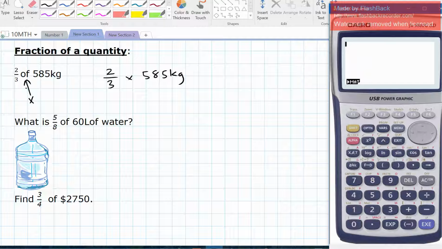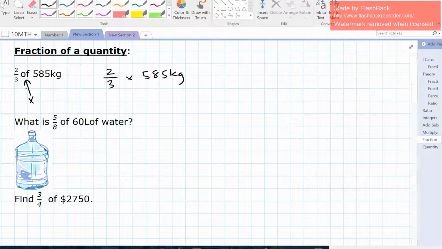So on our calculator, we can enter 2/3 as a fraction. So 2, ABC button, 3, and then times 585. So we get 390. So that's our answer. 390 kgs is 2/3 of 585.